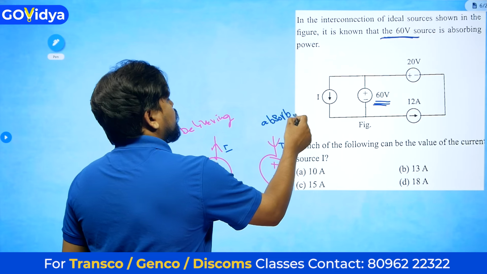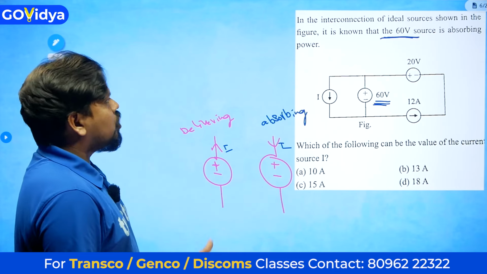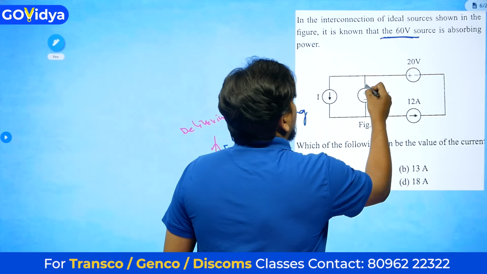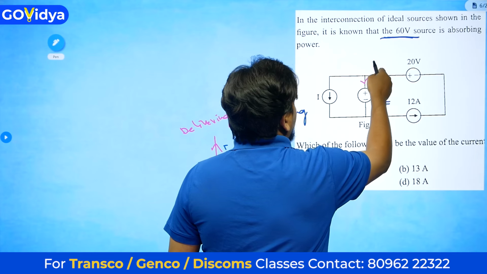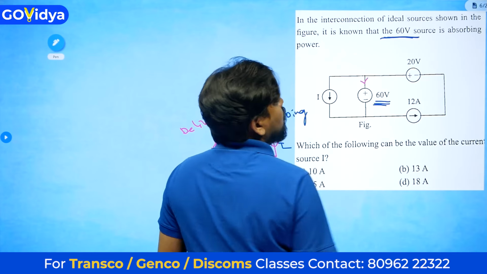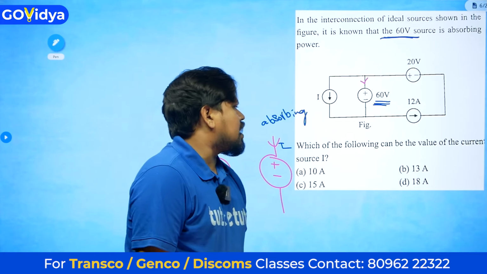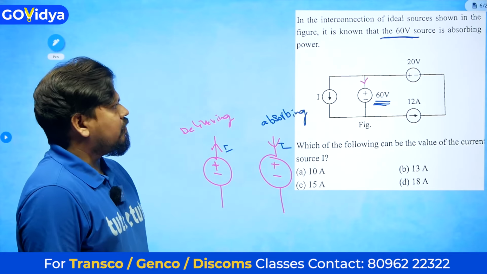Now what they have mentioned: the source is absorbing power. The 60 volt voltage source is absorbing the power. That means current direction will be in this direction. Definitely the current value they have not mentioned. So which of the following can be the value of current source I? The I value they are asking.